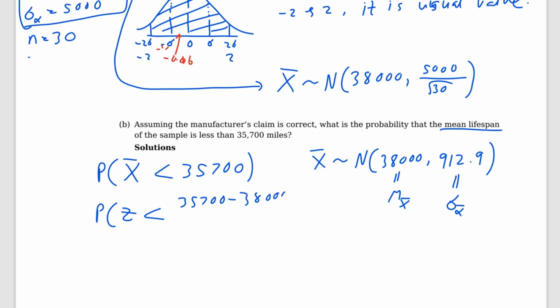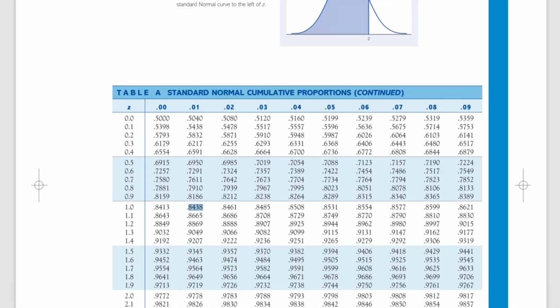38,000 divided by 912.9. Now probability z less than, so this one is negative 2.52, negative 2.52. Okay, so now go to the z table, right? Go to z table and find the probability of negative 2.52.